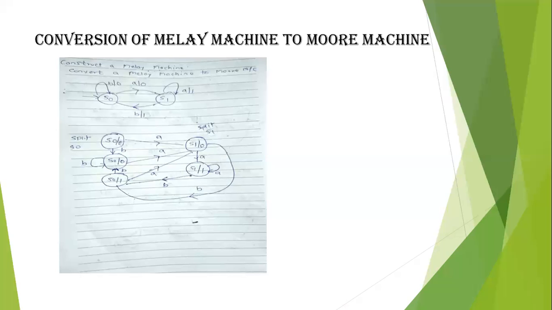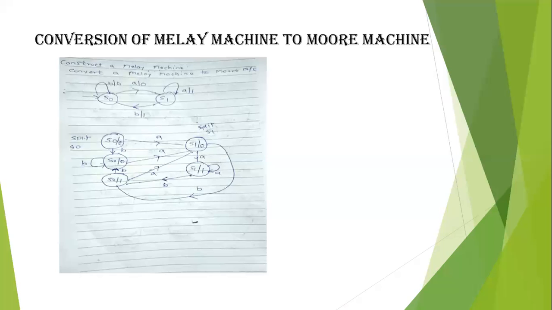Now S1 is coming to S0 for the input B/1. There are two states possible, S1/0 and S1/1, and they are coming to S0 for the input B. So I'm connecting both S1/0 and S1/1 to S0/1. Why? Because it is coming to S0 for the input B/1, so the state is S0/1. So we are connecting S1/0 and S1/1 to S0/1 in this way.